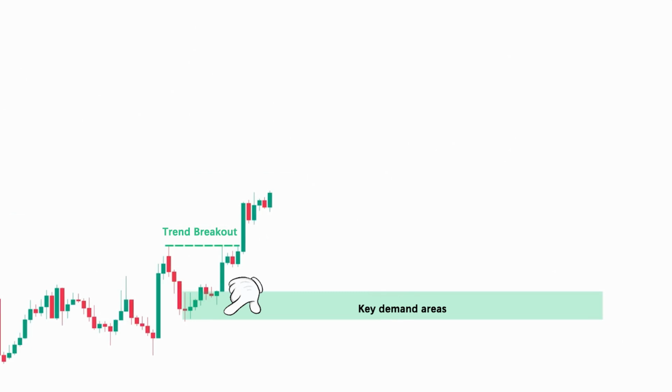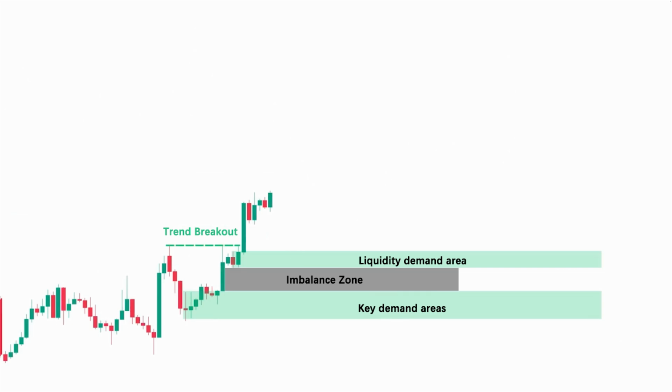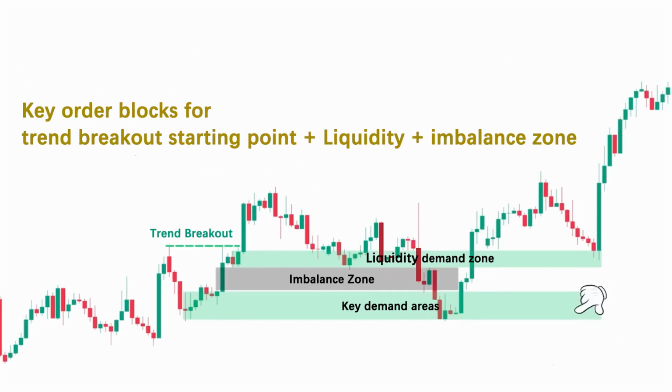Therefore, these upper demand areas are likely to have liquidity. The price will most likely fall below these areas to capture liquidity, and continue to rise after reaching the key demand area below. Also, you can notice that there is an imbalance zone above this key demand area, so this key demand area meets our 3 key points, namely, imbalance zone, liquidity and trend breakthrough. So this key demand area is a high quality and high win rate long area.